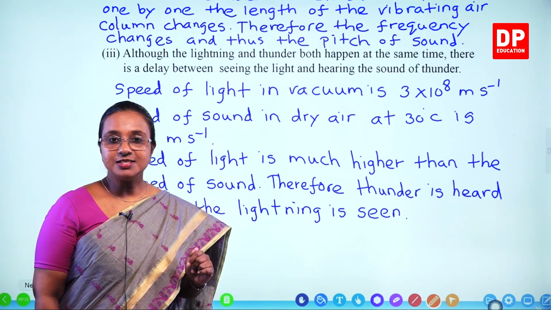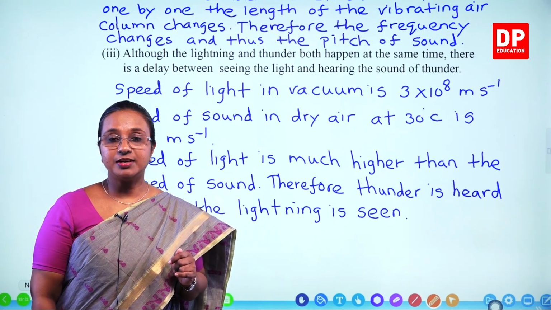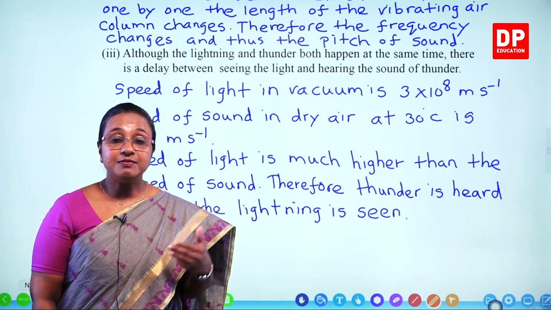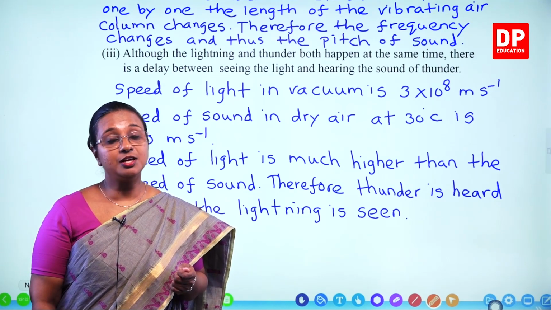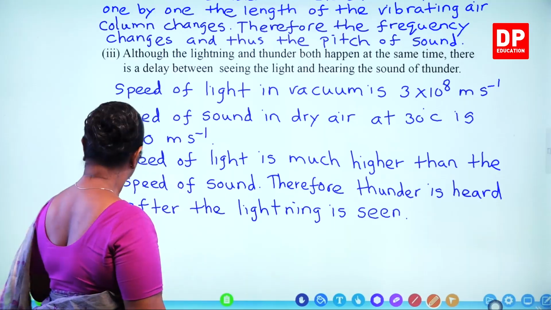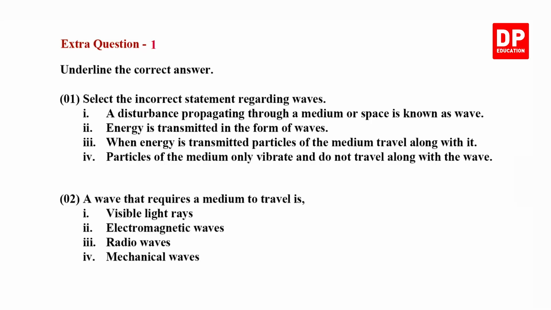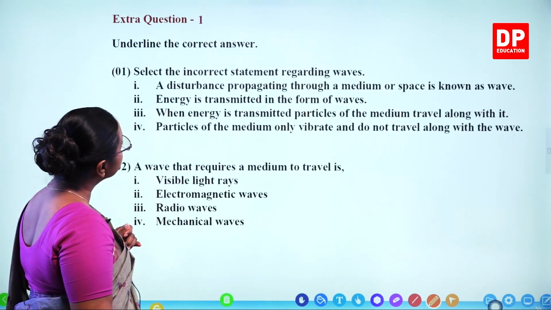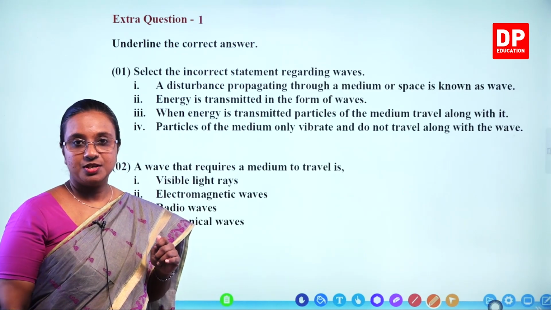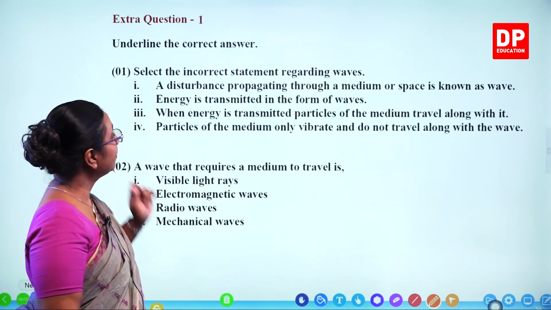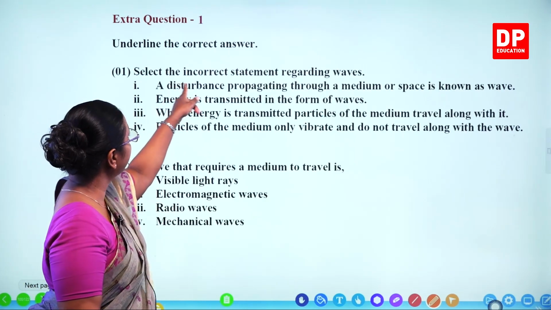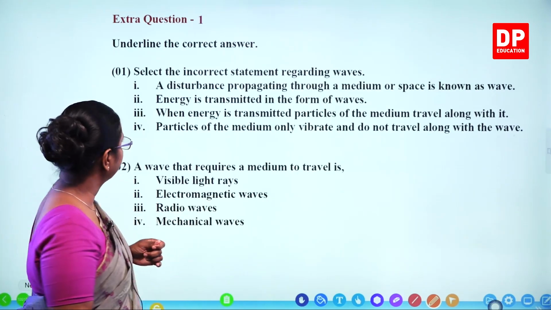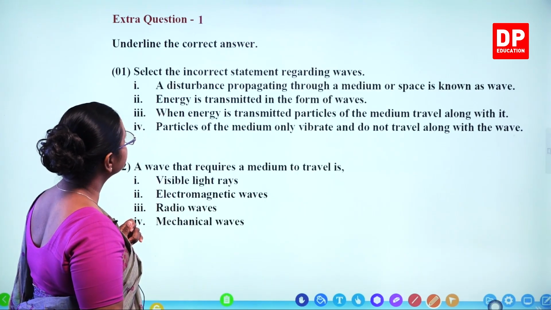So with that, students, the questions in your textbooks have been discussed. Now for practice, I will discuss some more additional questions with you. Extra question 1. Underline the correct answer. Select the incorrect statement regarding waves. So always, students, when you read questions, you have to note whether they are asking for the correct statement or the incorrect statement. Here the incorrect statement.